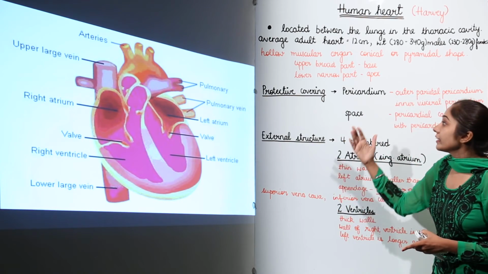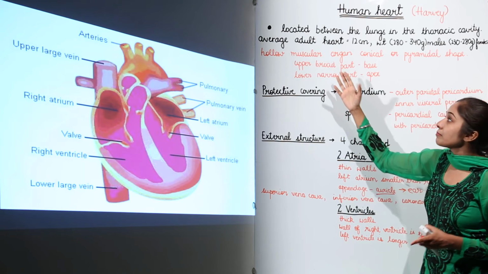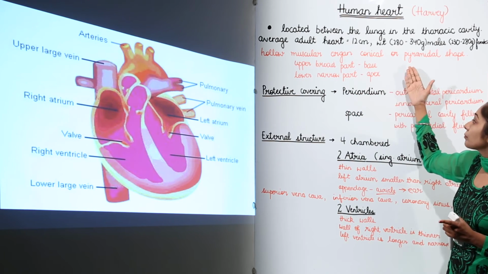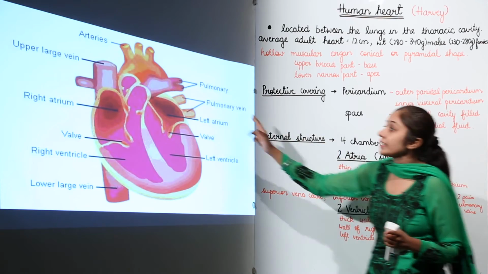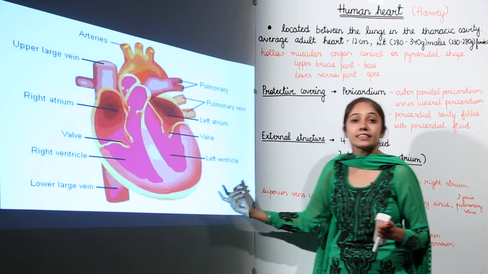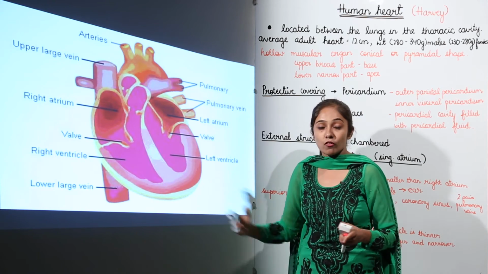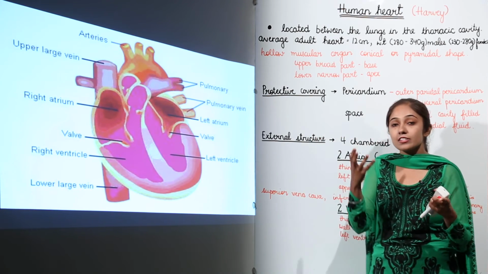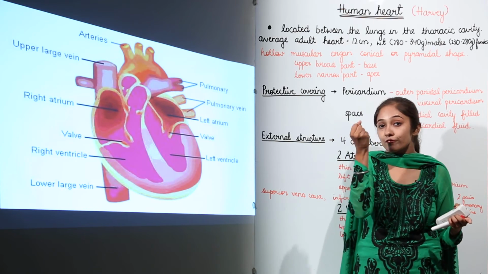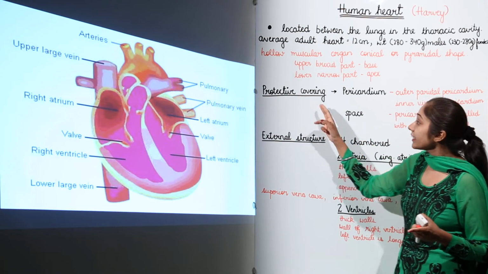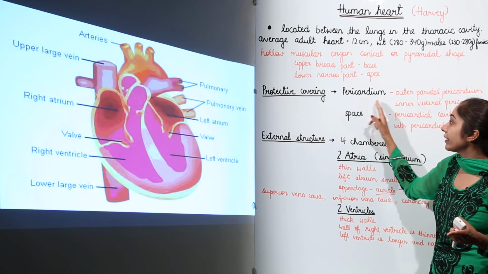So the heart is a muscular organ which is conical or pyramidal in shape. The upper part is the base and the lower part is the apex. The apex is projecting towards the left side. The size of your heart is approximately the size of your fist. Then the protective covering is known as pericardium.